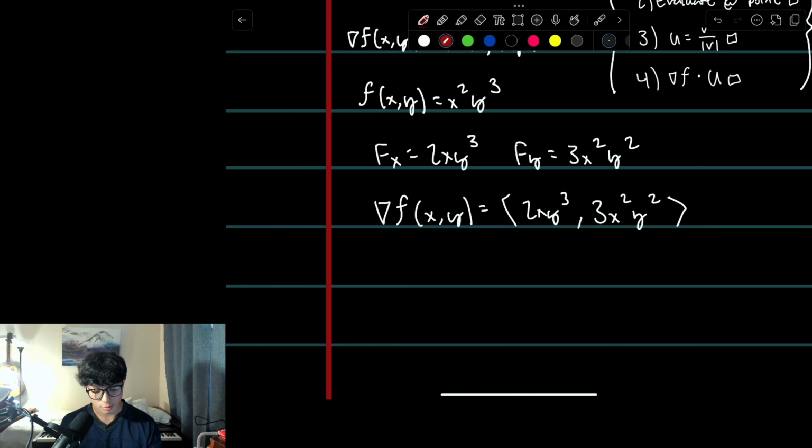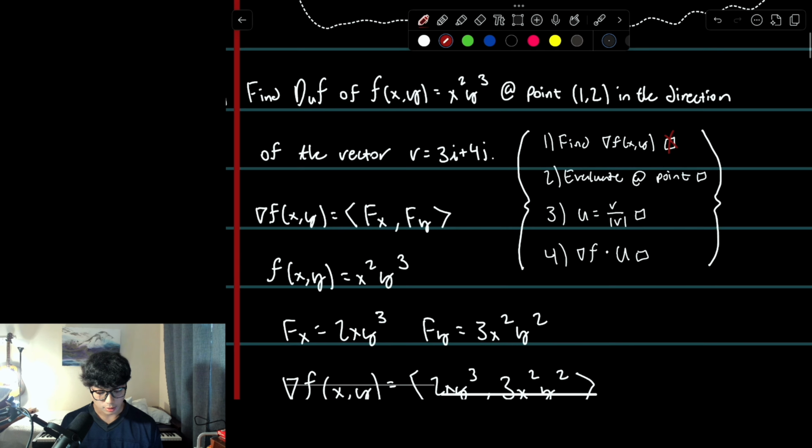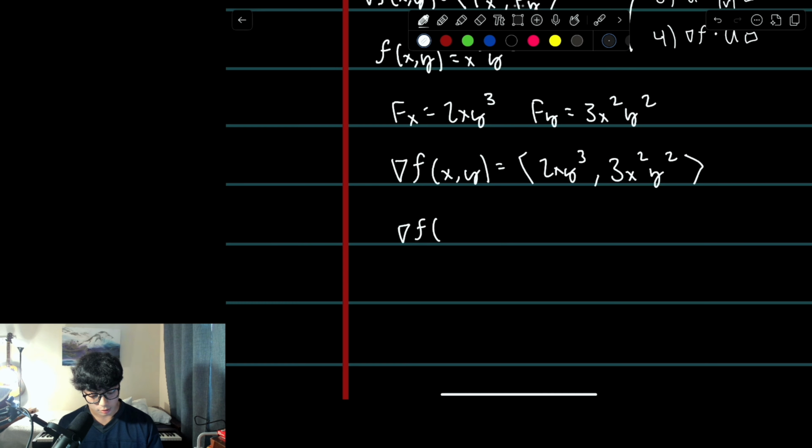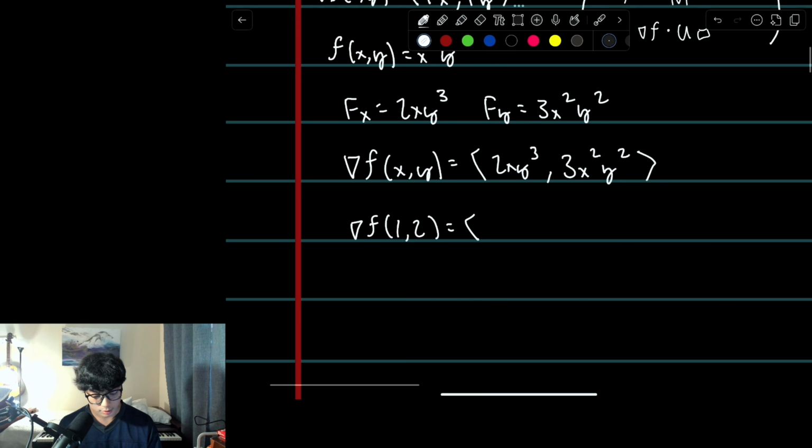Now our second step is to evaluate at the point. So in this case, our point says it's 1, 2. So all we do is rewrite our gradient into f of 1, 2, and plug in our x as 1 and our y as 2. And again, all I'm doing is plugging our x's and y's in correlation with the 1 and the 2.